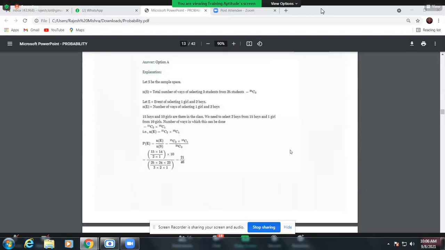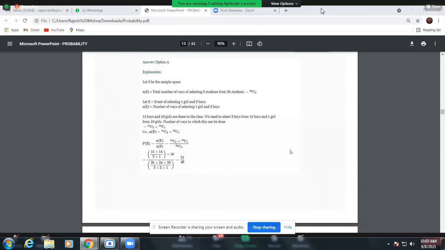Now there is a particular precondition: I want one girl and two boys. One girl out of 10 girls is 10C1, and two boys out of 15 is 15C2. So the favorable outcome will be 15C2 times 10C1. The probability thereafter shall be favorable divided by total, so 15C2 times 10C1 divided by 25C3.